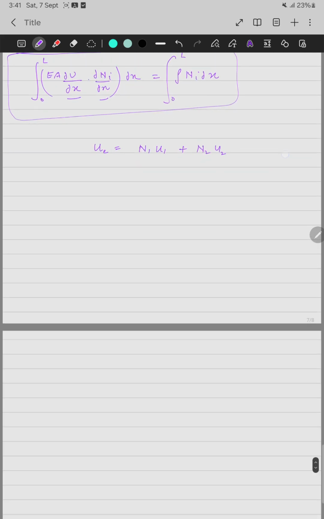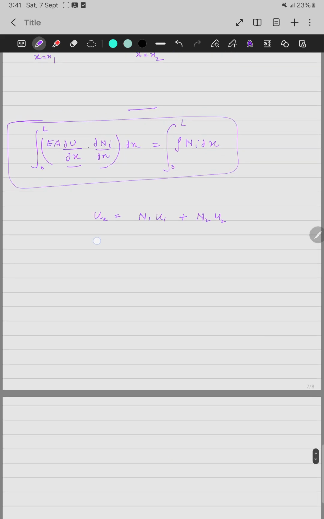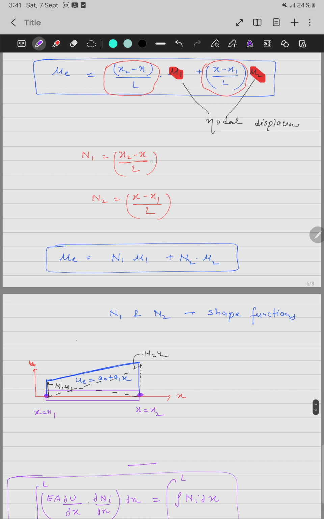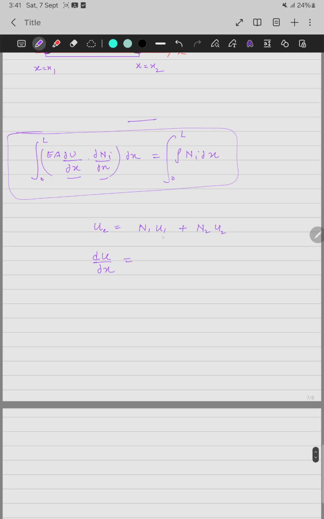Okay, now we can find here del u by del x. What we'll get here? See, N1 is a function of x, N2 is also a function of x, and u1 and u2 are constant. So we have to differentiate only N1 and N2 with respect to x. So what we'll get here? We will get u1 del N1 by del x plus u2 del N2 by del x.